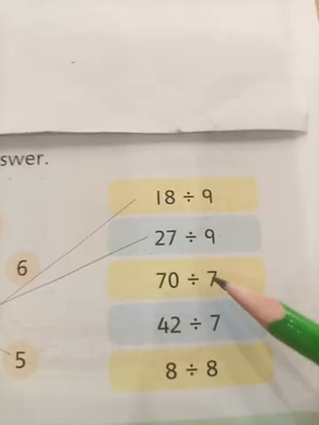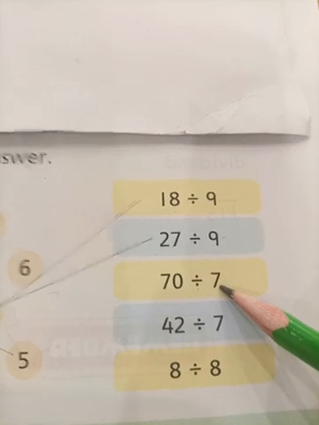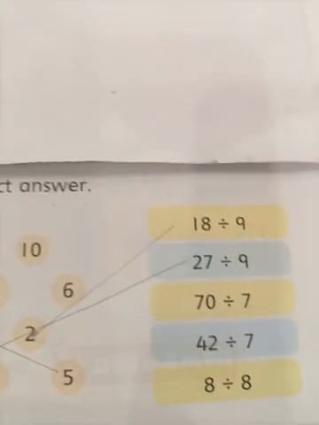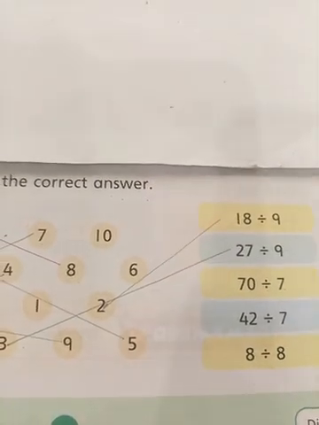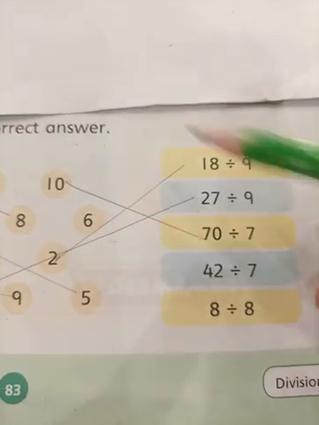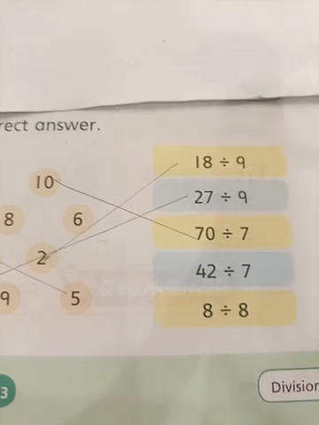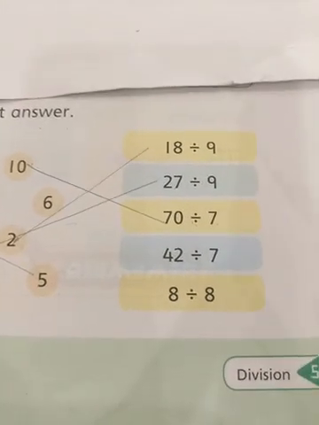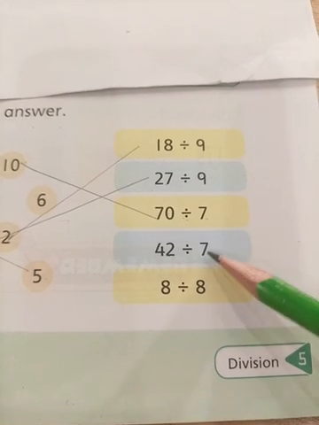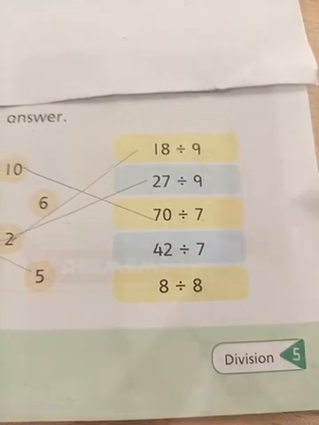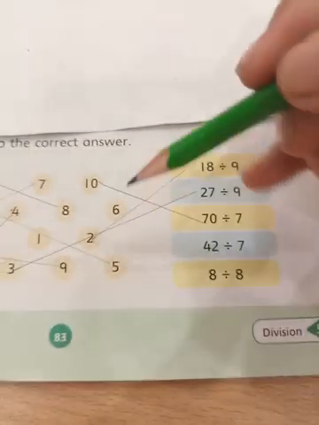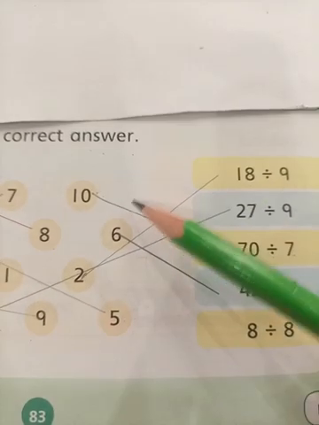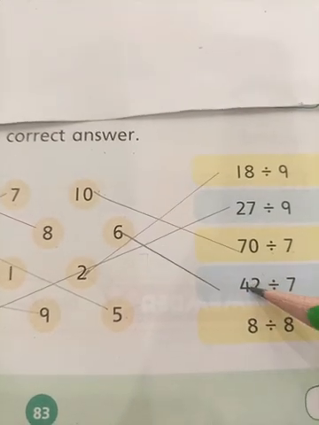Next is 70 divided by 7. This is very easy. 7 tens are 70. Let's join it with the 10. Look, we have joined our answer with the sum. Next is 42 divided by 7. So students, our answer is, 7 sixes are 42. Let's join it with the 6. Here is our number 6. Look, we have joined it by using the line.